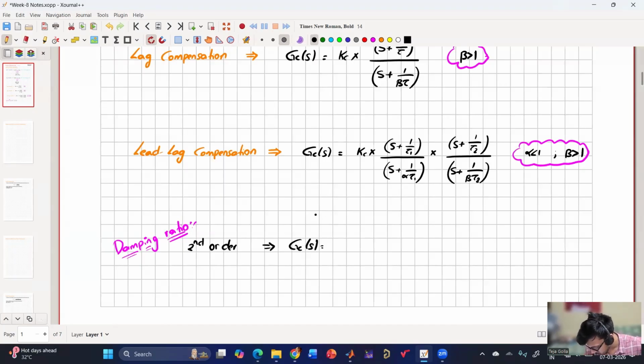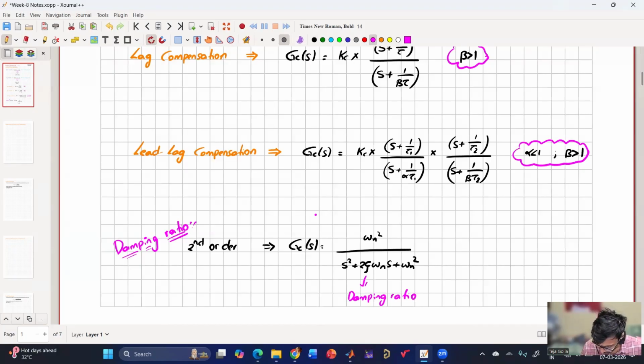Gc of s is equal to omega n square by s square plus 2 zeta omega n s plus omega n square. So this is the generalized expression. So this zeta is called damping ratio. So what does it do? It will dampen out the response.